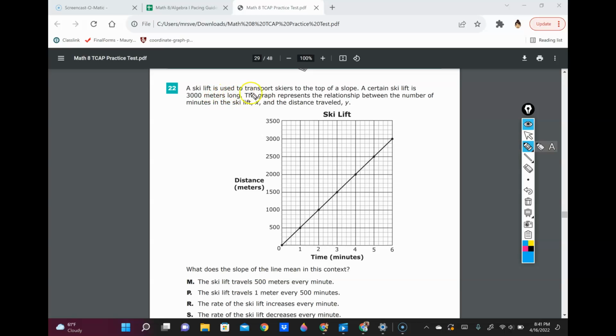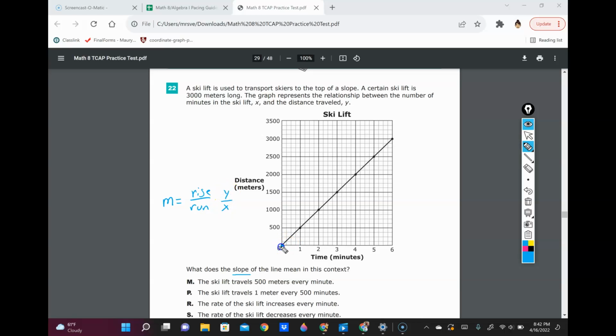(22) A ski lift is used to transport skiers to the top of the slope. A certain ski lift is 3,000 meters long. The graph represents the relationship between the number of minutes in the ski lift X and the distance traveled. So when you look at these answer choices, it asks, what is the slope? Your slope is your rate. Your slope is rise over run. You could also think of your X over your Y's.